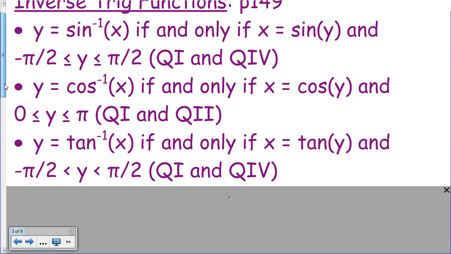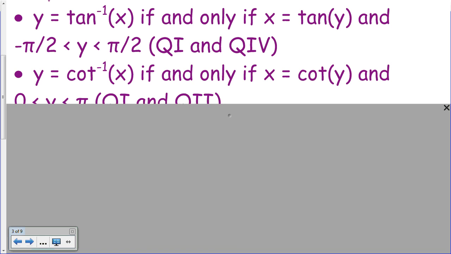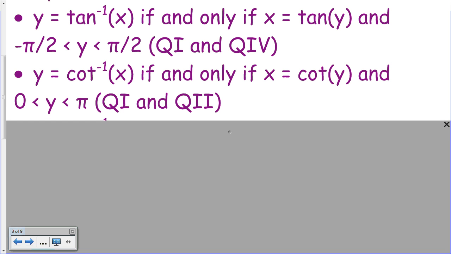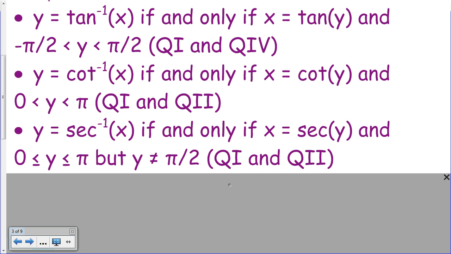And then finally, the last three of these, y equals cotangent inverse if and only if x equals cotangent of y. And the range for cotangent inverse here is from 0 to pi. That's, again, quadrants 1 and 2. Same two quadrants that cosine inverse was defined on. In fact, we're going to see that same thing continue throughout here. It's either quadrants 1 and 2 or quadrants 1 and 4 that the inverse function is defined on.